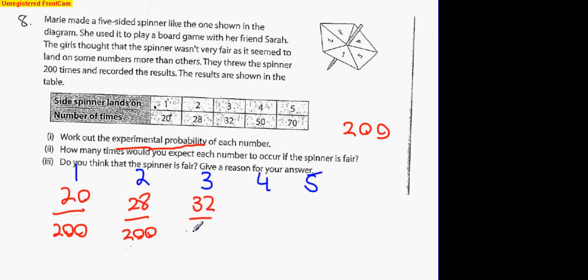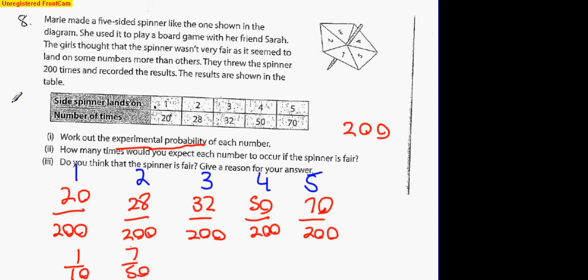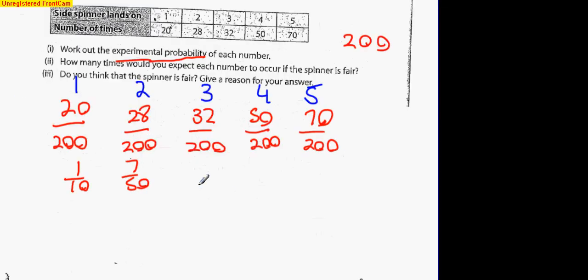1 out of 10. Sorry, 7 over 50. Perfect. Next one. 4 over 25. A quarter. And the other one? 7 over 20. Now guys, you could represent all of these in decimals if you want.